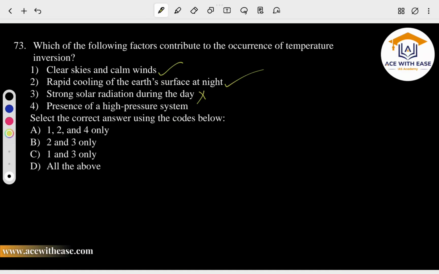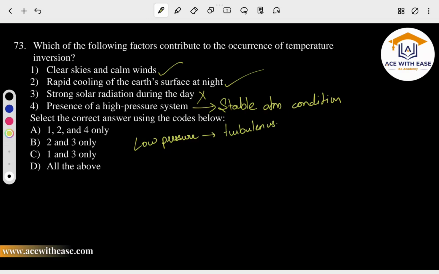Now how is this present? This high pressure system is usually associated with stable atmospheric conditions. So we want a stable, calm weather, and for that we need a high pressure system. Generally a low pressure usually causes turbulences, wind movement, mixing of wind, cloud formation. So we need the presence of a high pressure system. So the option here is A, where 1, 2 and 4 are the correct statements.